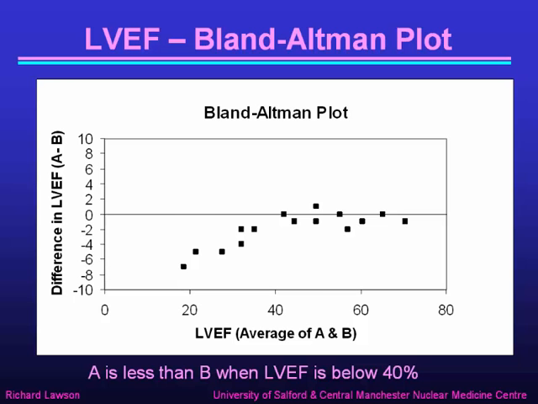The average LVEF goes from about 20 up to about 75, and the difference goes from about minus 7 to plus 1. You can immediately see here that A is less than B when the average LVEF is below about 40%, but above 40% there seems to be good agreement between them. So that illustrates that there is overall a significant difference, but it only occurs at values below about 40%. So the two programs are in agreement for good ejection fractions, but as the ejection fraction gets small, the programs diverge. There's a significant difference between them. That's why the Bland-Altman plot is so useful for illustrating this.